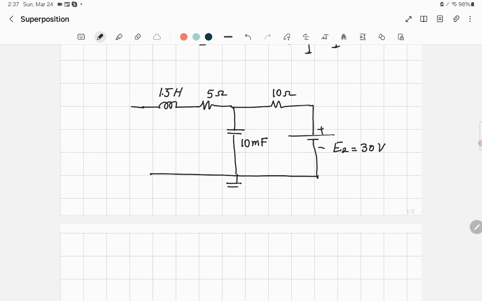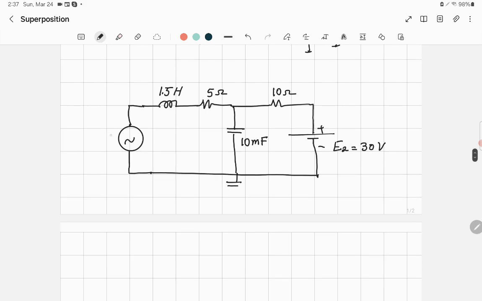The other source is AC, and it's E1, and it's equal to, let's say, 10 root 2 sine 10t. Okay, let's just make it clear, that's 10t, voltage. And it's required to find the current i of t in the inductor 1.5 H.